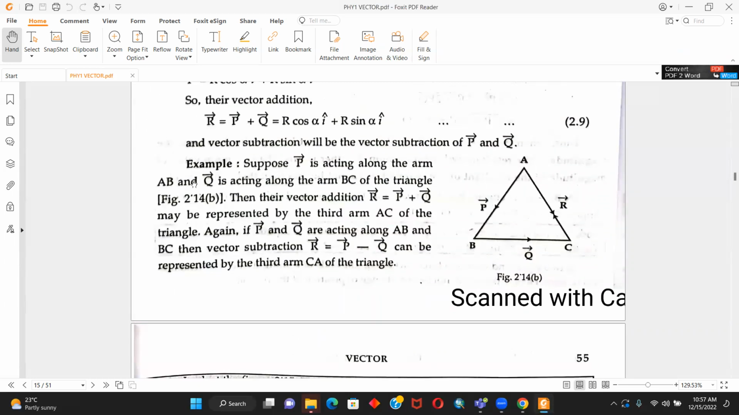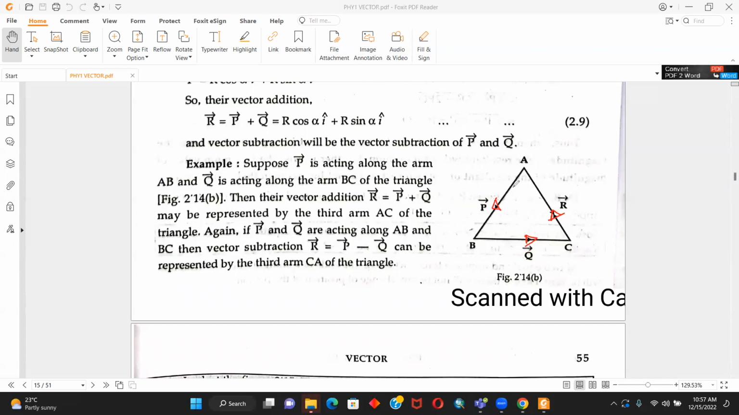Okay, what is the example? Suppose p vector is acting along the arm AB and q vector is acting along the arm BC of the triangle. It's not necessary to understand it like that. If the directions are given, we know from the triangular law. So now tell me, from the triangular law, what will be the equation? This is the direction r vector is working, this is the direction q vector is working, and this is the direction p vector is working.